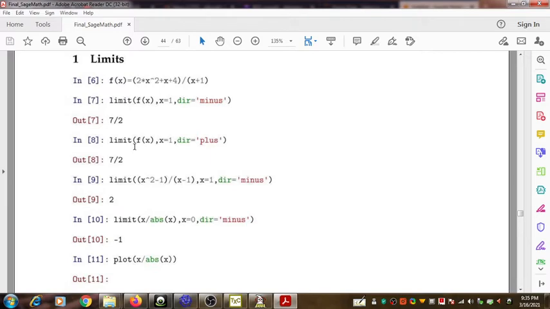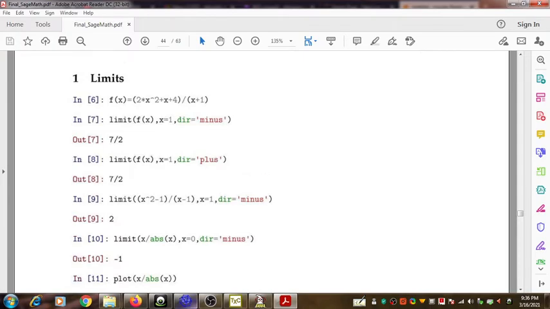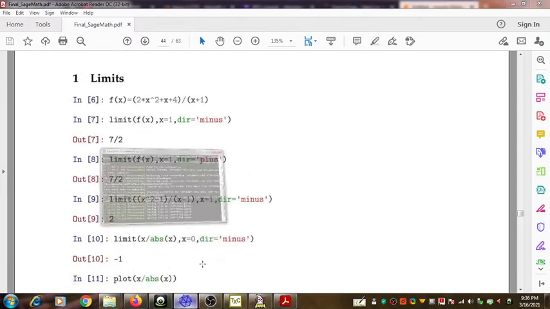Similarly, if you want to get the right limit, you can use the same structure: limit(f(x), x=1, dir='+'), but you have to give plus inside the single quotes, and then close the bracket. This is the method to obtain the left limit and right limit. Therefore, let's try this using the SageMath environment.